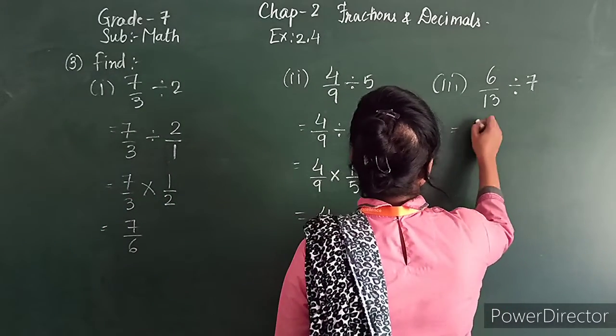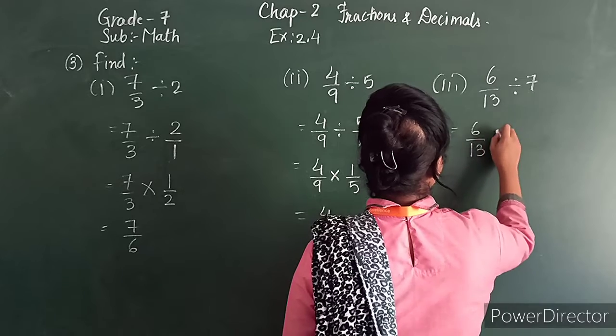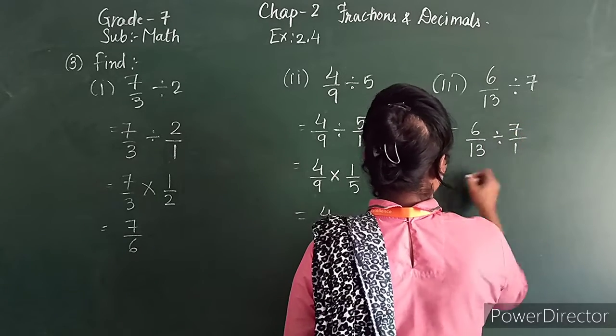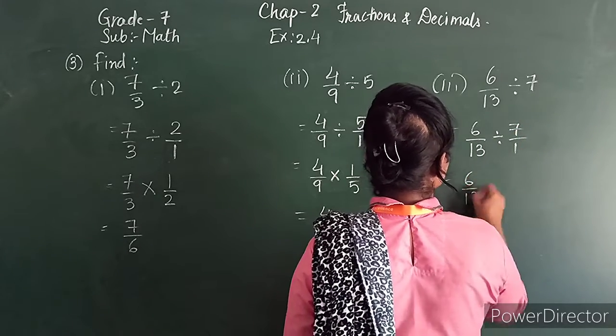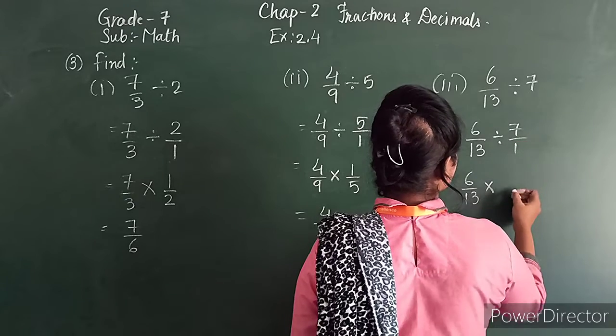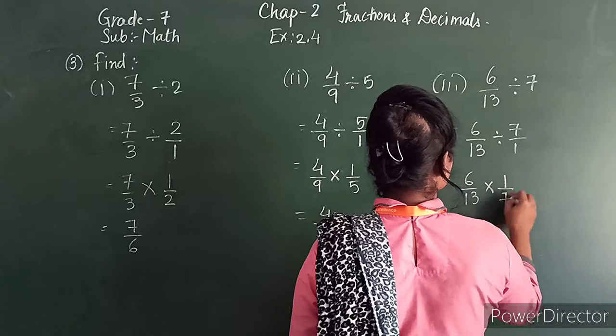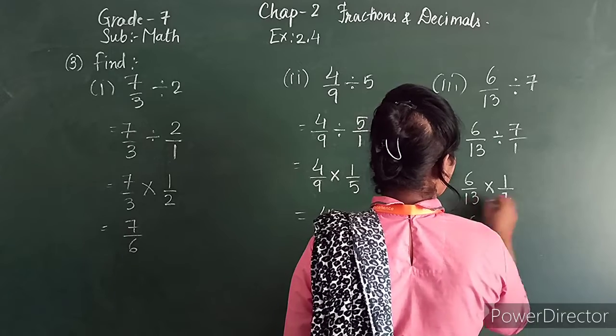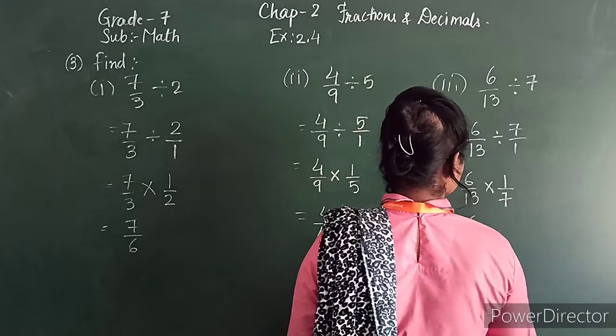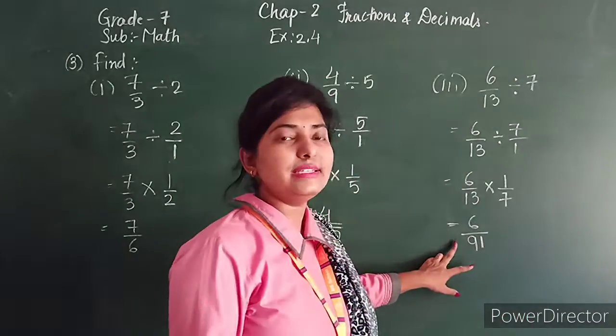Then 6 upon 13 divided by 7 upon 1. So here also if we change the sign, we have to write the reciprocal of 7, so it is 1 upon 7. So 6 ones are 6 and 13 sevens are 91. So our answer is 6 upon 91.